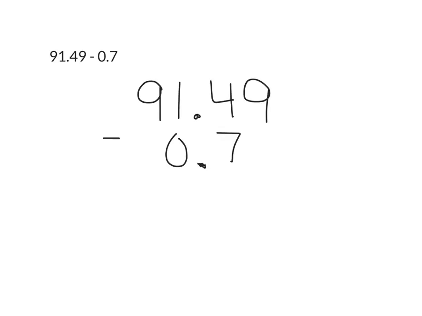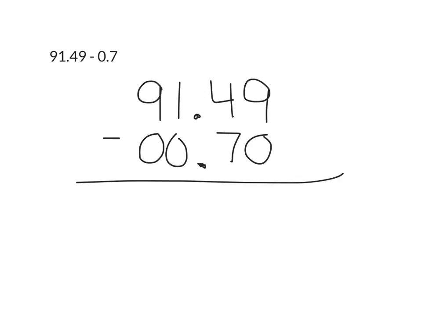Our second problem is 91 and 49/100 minus 7/10. And again, the most important thing that we want to do when we are subtracting or adding is to line up those decimal points. So I wrote 91 and 49/100, and I'm going to line up my digits so that my decimal points are lined up. And then where you see these blank spaces here, like after my 7 and in front of my 0, I'm going to add zeros to hold those place values. And so we can begin subtracting.